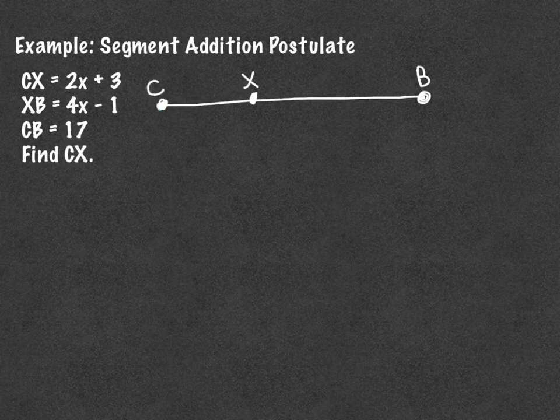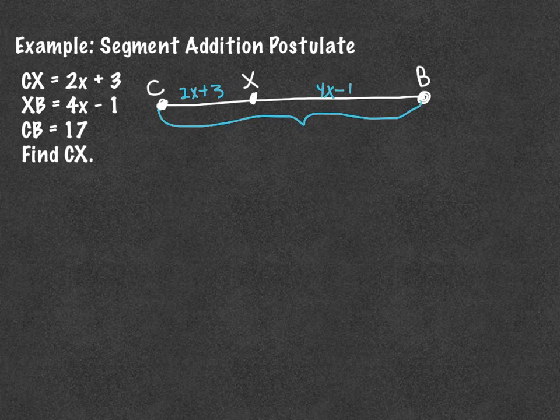So for an example here, we're going to use the segment addition postulate, and we have the segment CX, and that equals 2x plus 3, XB equals 4x minus 1, and CB equals 17. We want to find the length of CX. So sometimes it's helpful to put in what you know, 2x plus 3, and 4x minus 1, and the entire length here is 17.